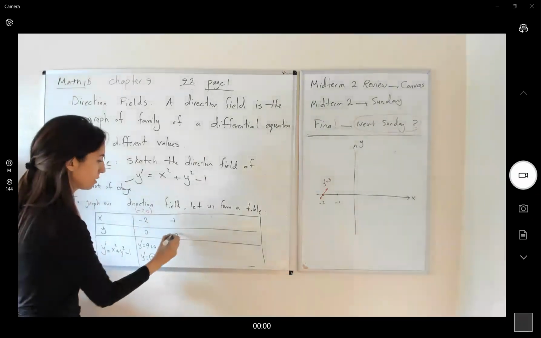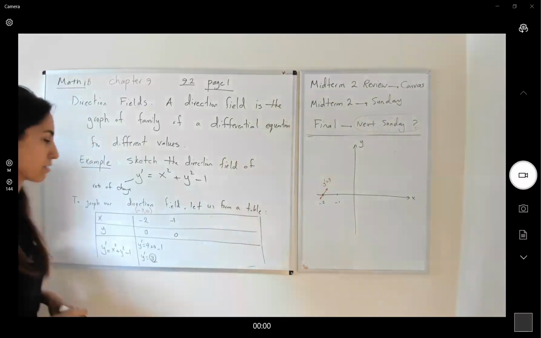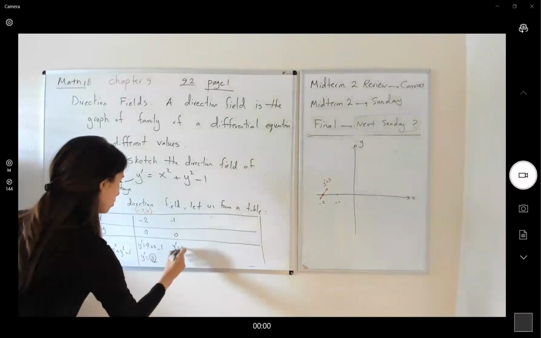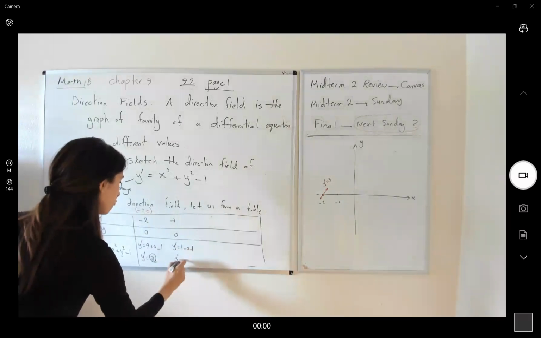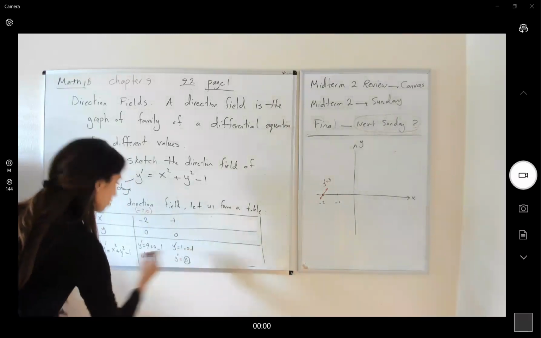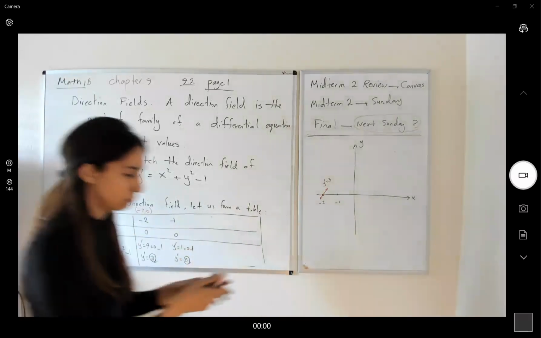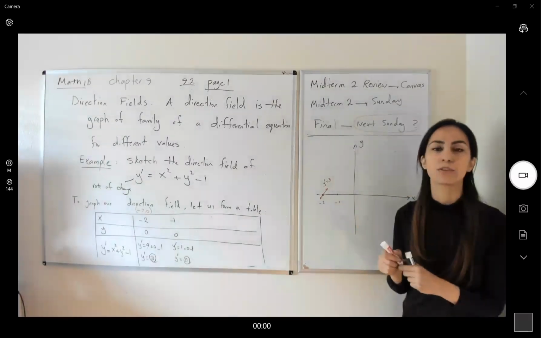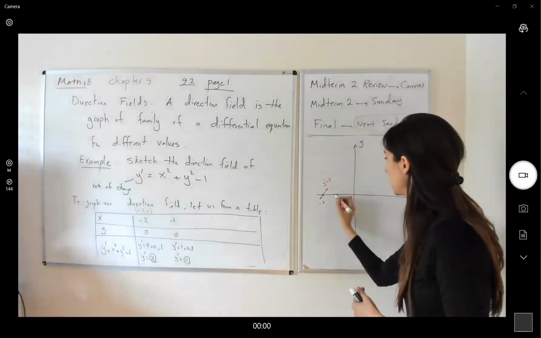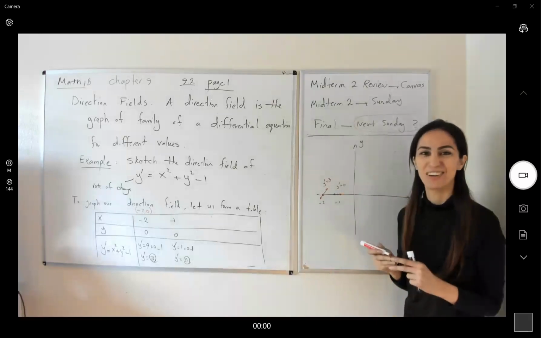Let's plug in another number. -1 for x, 0 for y. I'm just taking random values, absolutely random. Now I'm going to evaluate my y prime. Y prime is equal to 1 plus 0 minus 1. Y prime, or slope, is equal to 0. At -1 and 0, slope is 0. It means that you have a flat line.